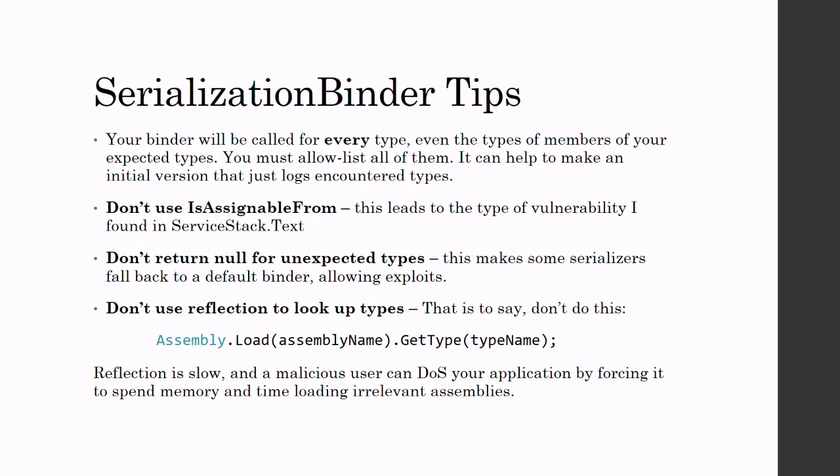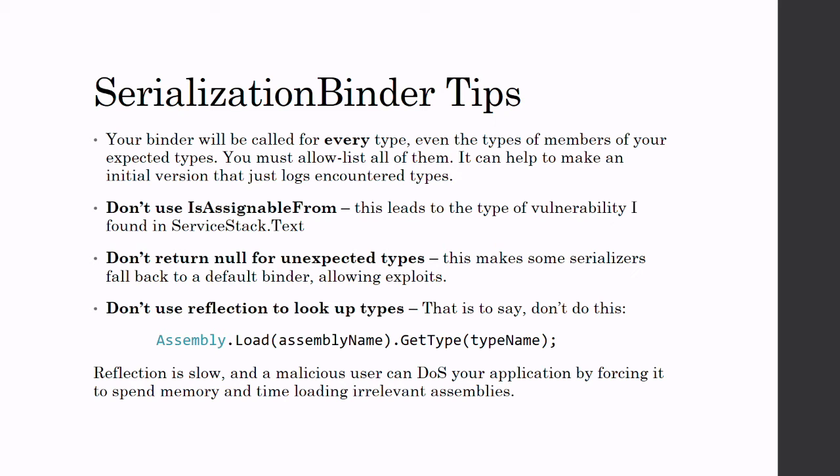You need to keep in mind that your binder is going to be called for every type involved in the deserialization, not just that root object that you're trying to deserialize. So if your object has members and those objects have members and so on, each of those types is also going to be passed through to your binder type method. You also want to make sure that you're doing one-to-one type matching with this. So you don't want to use isAssignableFrom. You don't want to allow polymorphism. That gives you the same sort of vulnerability I was explaining with ServiceStack.Text.